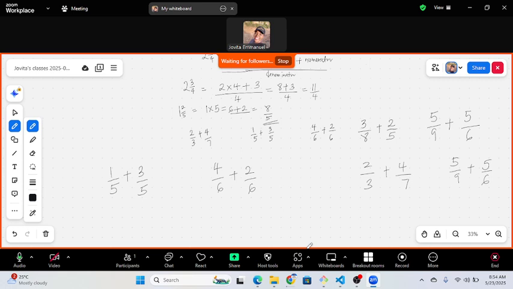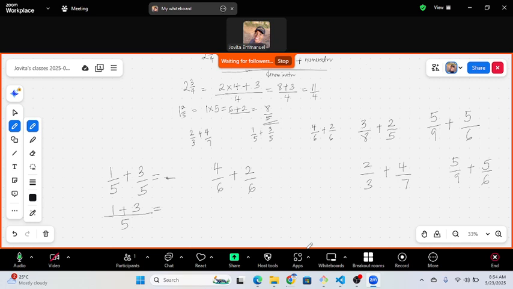In a case like this, these are like fractions, so it's very easy to solve. Their denominators are the same, so we will just write 5 underneath, and then we're going to write 1 plus 3.